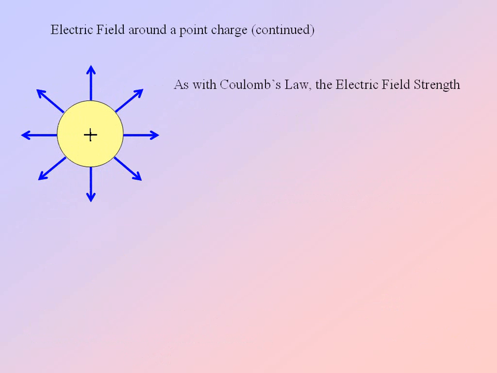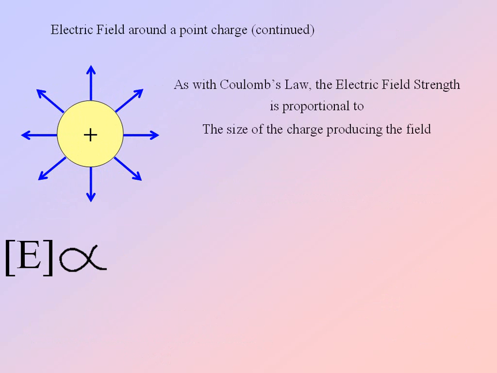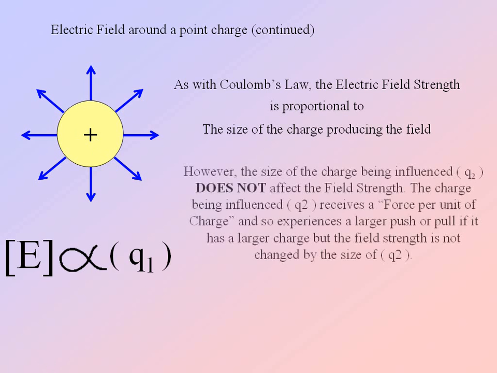As with Coulomb's law, the electric field strength E is proportional to the size of the charge producing the field. So that would be this charge producing the field. That's the charge that is proportional to the electric field. The size of the charge being influenced, Q2, which would be the test charge, does not affect the field strength. Just as you and I, because of our mass, do not affect the gravitational field that we are in.